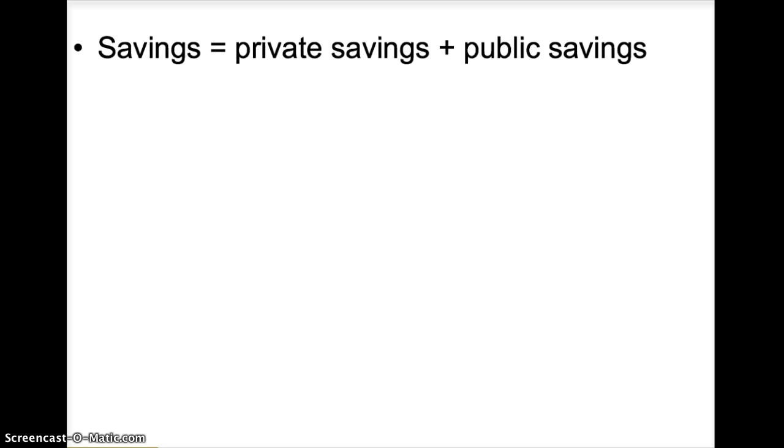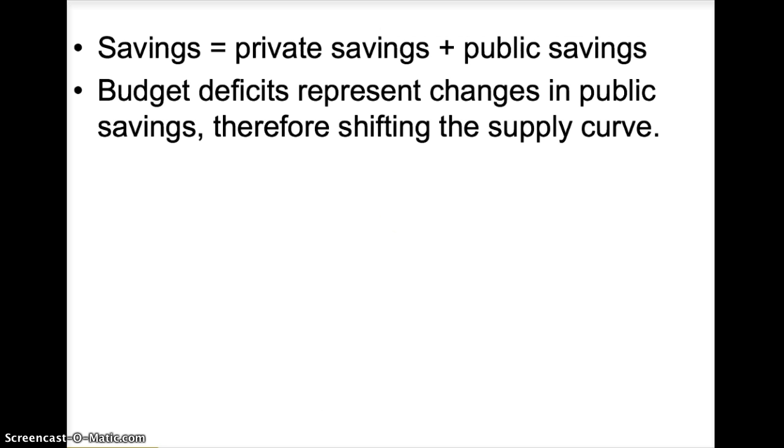Savings for the nation is divided into two parts, private savings and public savings. Private savings is done by households, public savings is done by the government. A budget deficit represents a change in public savings. Therefore, this policy will impact the supply curve.